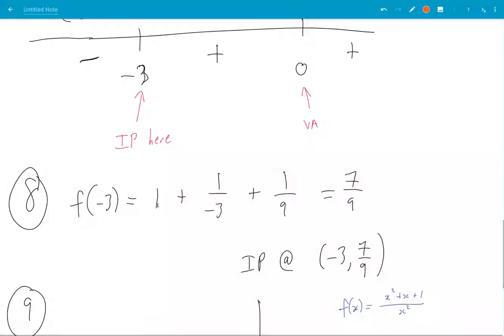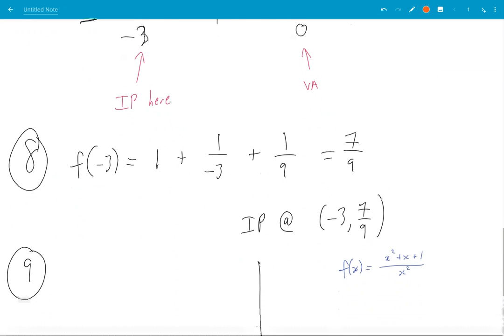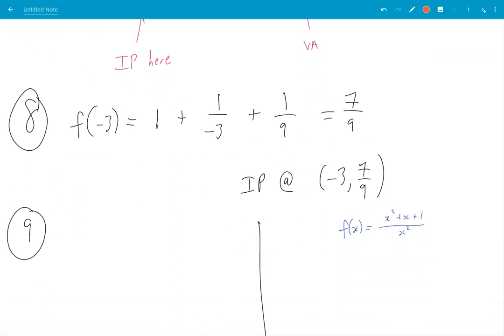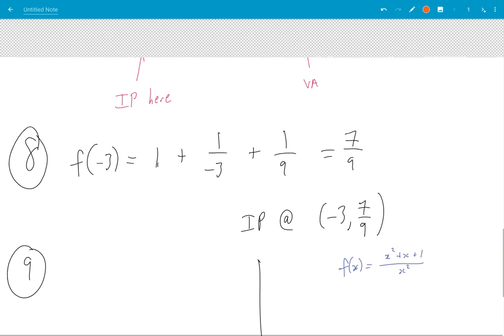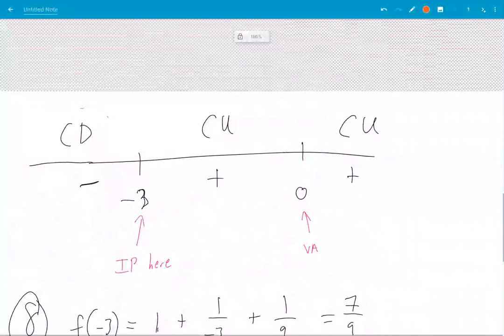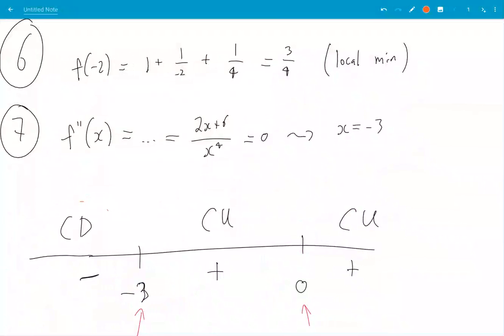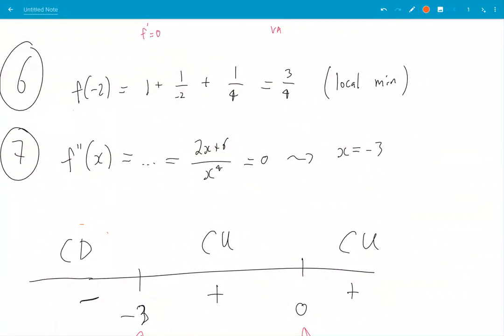So I calculate the corresponding y value for my x equals -3, and I state what the inflection point is. Okay, now I'm ready to graph this thing. The first thing I'm going to do is put these points I have. I got the inflection point there. Put that on there. I also got a local min here. X is -2, y is 3/4.